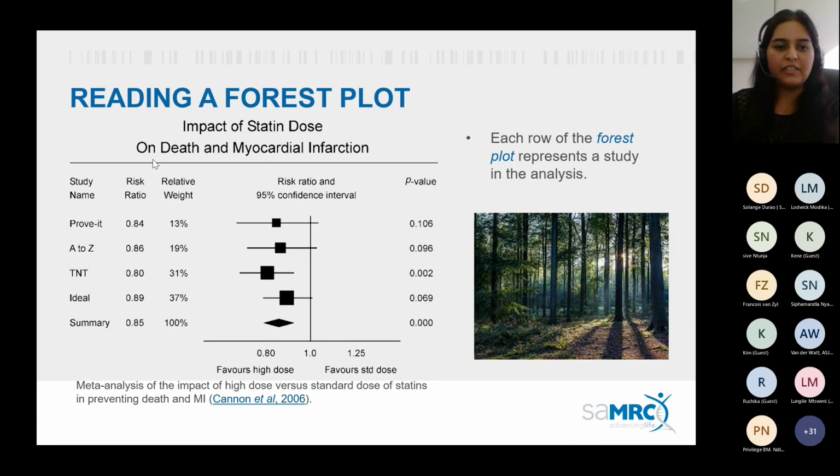This review is looking at the impact of statin dose on death and myocardial infarction. And this review found 4 studies applicable. So we have the Prove It study, A to Z, TNT, and the Ideal study.